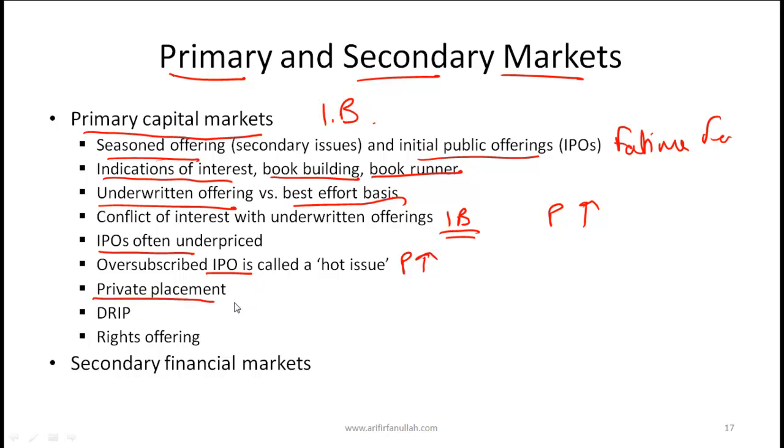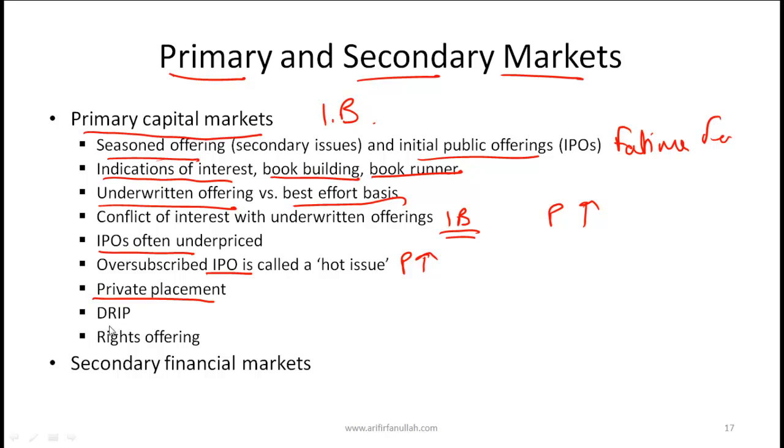Private placement is where shares are not offered to the public, but shares of a company are offered to a private entity. DRIP refers to a dividend reinvestment plan.